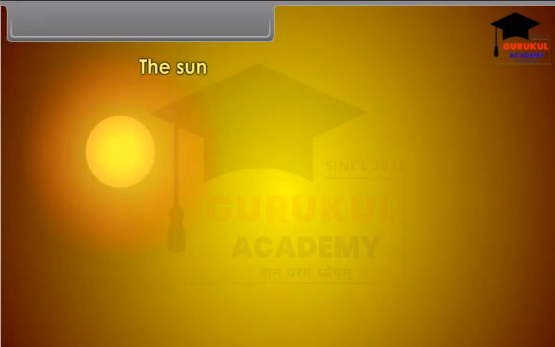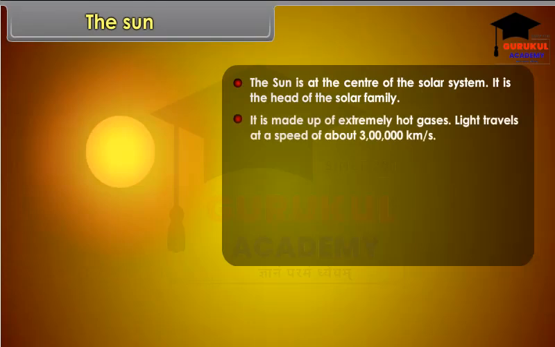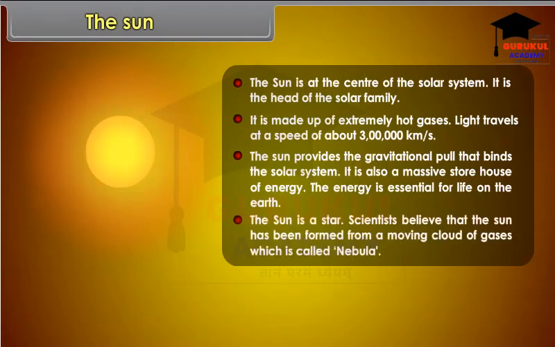the Sun. The Sun is at the center of the solar system. It is the head of the solar family. It is made up of extremely hot gases. Light travels at a speed of about 3 lakh kilometers per second. The sun provides the gravitational pull that binds the solar system. It is also a massive storehouse of energy. The energy is essential for life on the earth. The sun is a star.